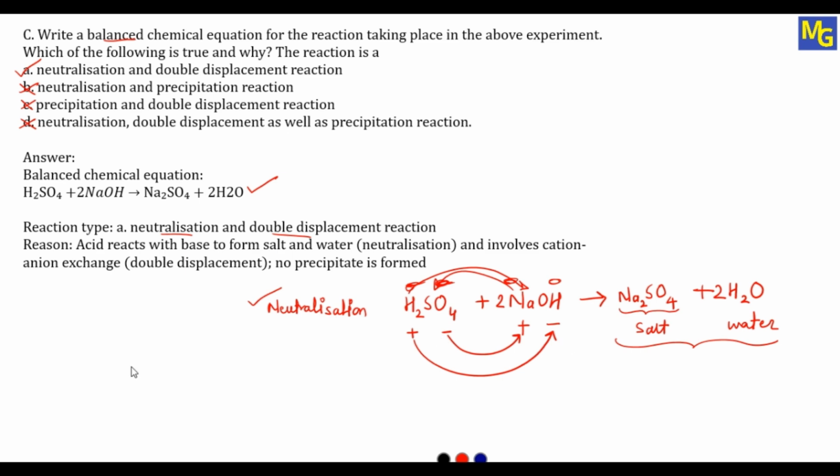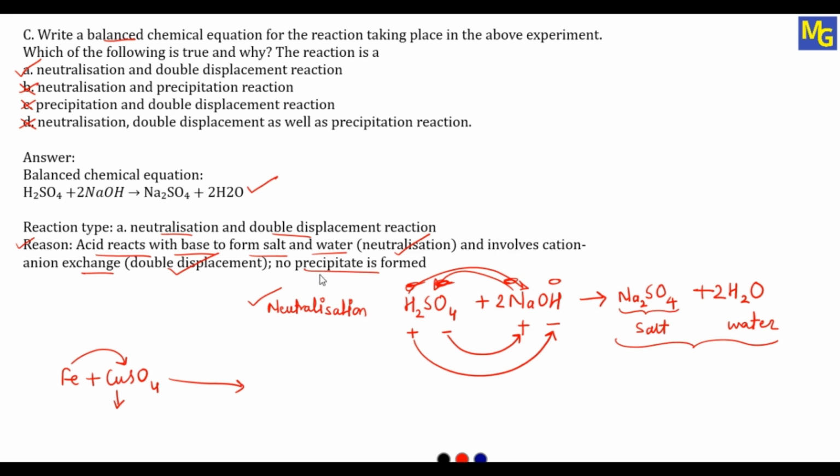For example, see, if it is Fe and CuSO4, now what happens? Only Fe will go to the other side and Cu will come out. So only one place is changed, so it is a single displacement reaction. But if all the ions exchange, it is called a double displacement reaction. So the reason is: an acid reacts with a base to form a salt and water, which is called neutralization, and it involves cation and anion exchange, so it is a double displacement, and there will be no precipitate formation.